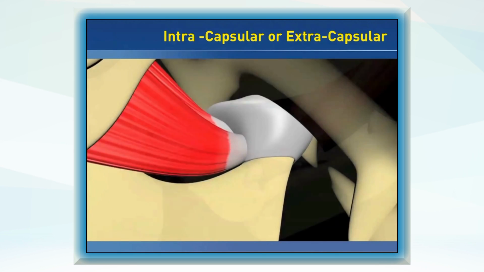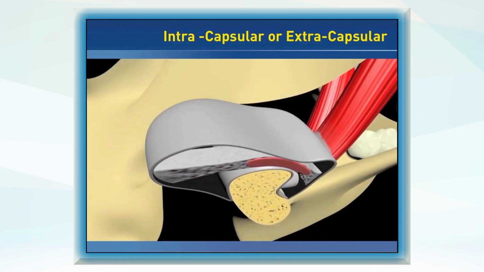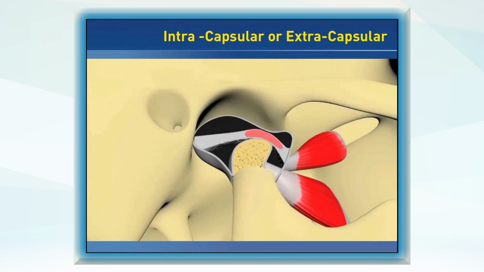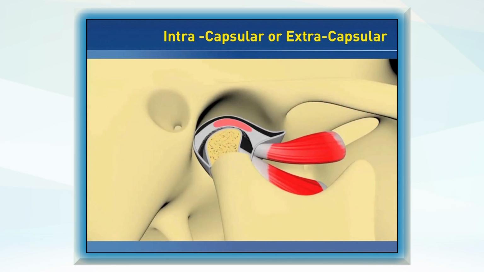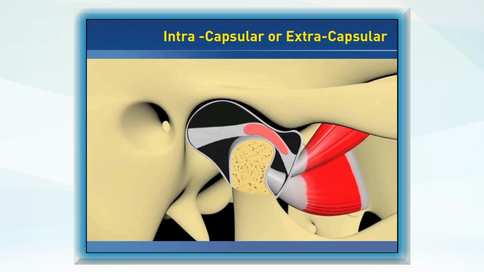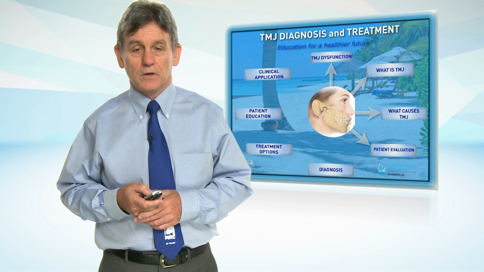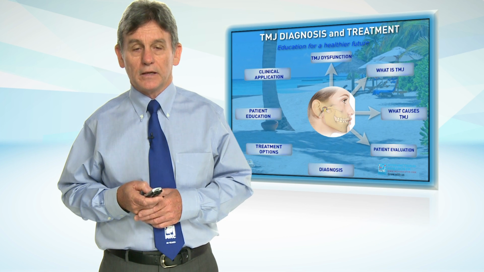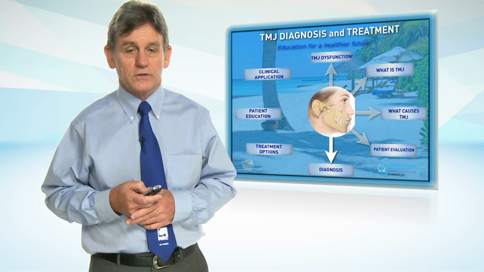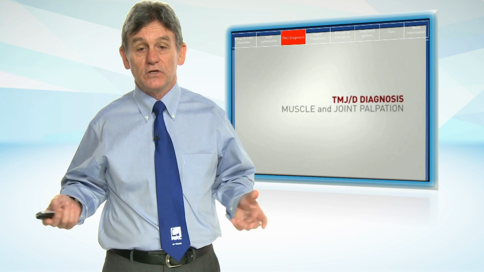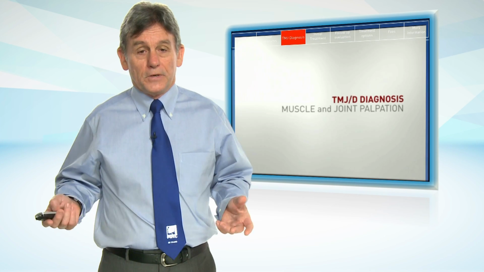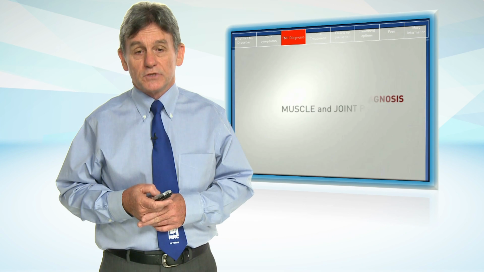And keep in mind that we're dealing with quite a complex system, and we need to really understand the anatomy and physiology. So please learn more about the muscles, and that will give you a much better understanding of how to treat these patients. How do we diagnose it? Best way is a muscle and joint palpation procedure.